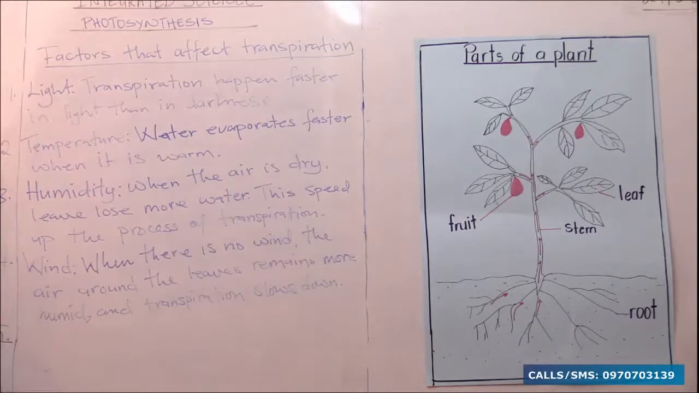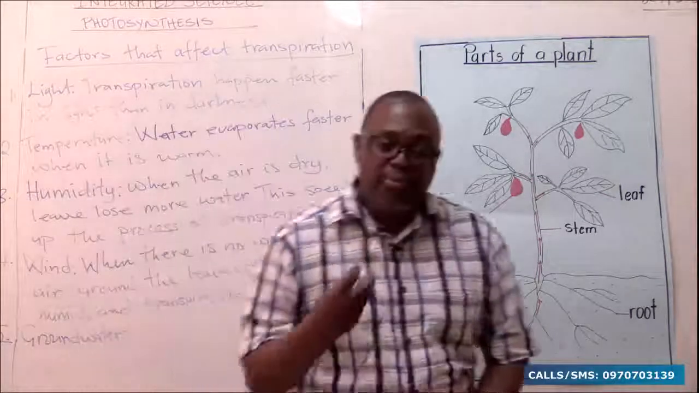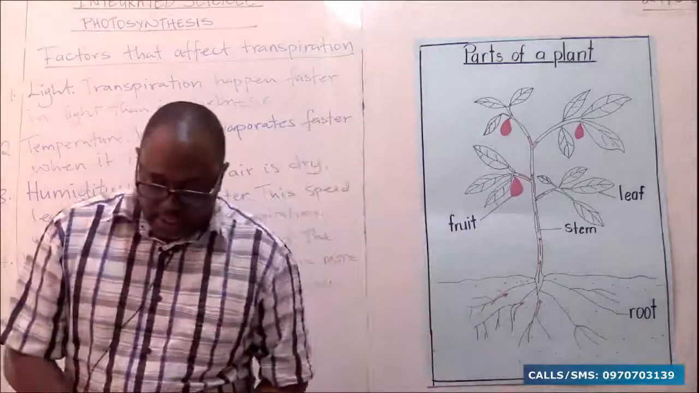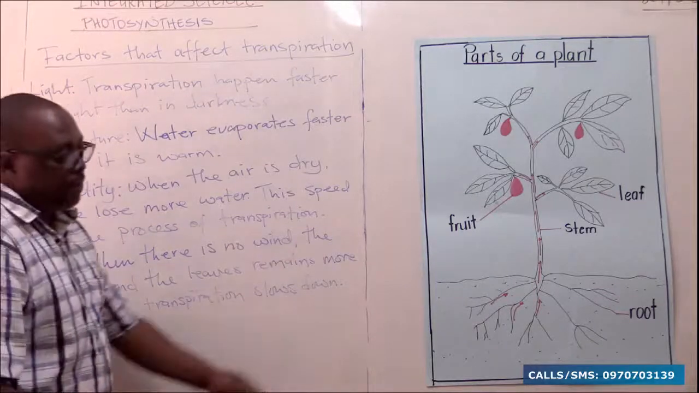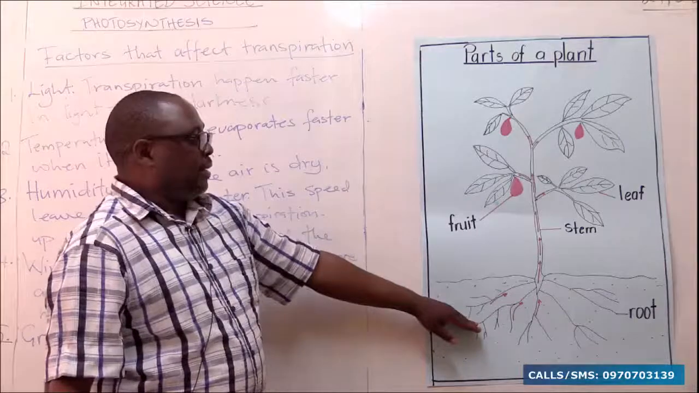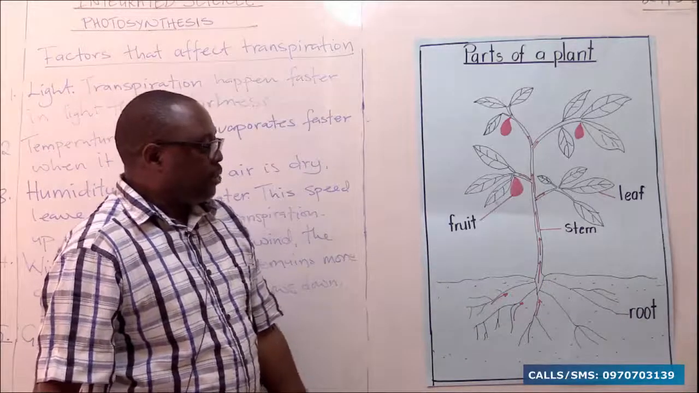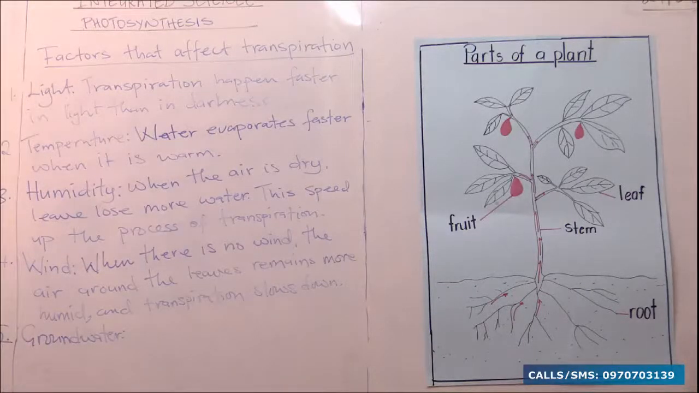The last factor we look at is groundwater. You ask yourself, but why groundwater? If there's not enough water in the soil, transpiration will slow down. We need a lot of water in the soil for it to take place. If there is no water in the ground, the roots will have nowhere to absorb the water. So it can either speed up or slow down the process of transpiration.